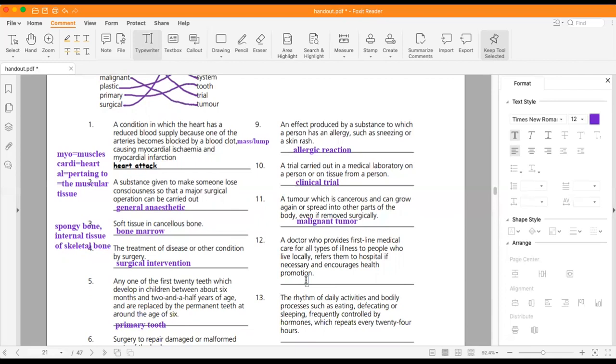Number 12, a doctor who provides the first line medical care for all types of illness to people who live locally, refers them to hospital if necessary, and encourages health promotion. Of course, this is the general practitioner.